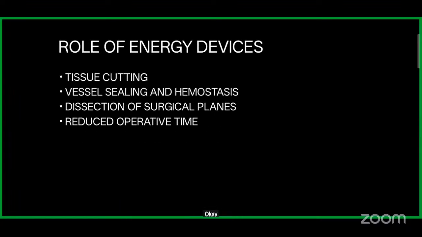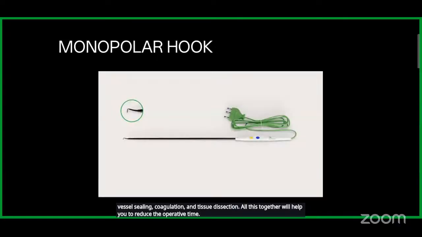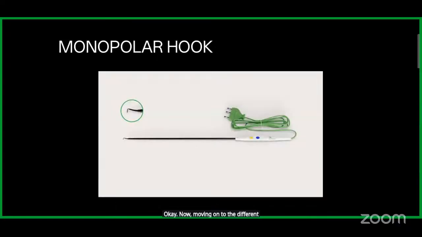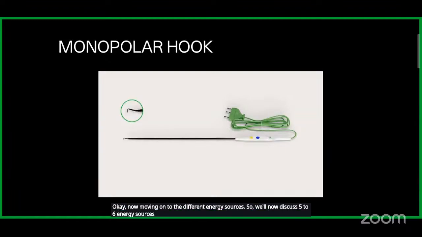So as I told you already, the role of energy device, tissue cutting, vessel sealing, coagulation and tissue dissection, all this together will help you to reduce the operative time. Now moving on to the different energy sources. We will now discuss 5 to 6 energy sources with the pictures so that it will be easy for you to identify. I'll give you short points on what is the advantage and the disadvantage and what instrument should be used for which type of surgery.